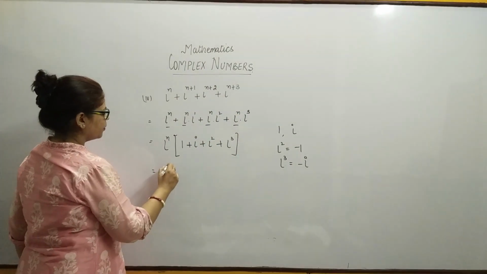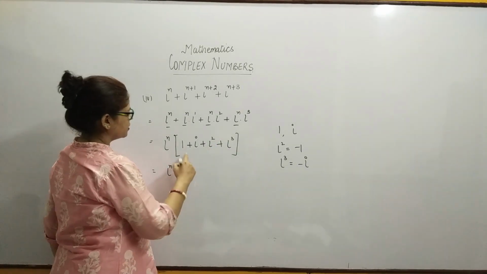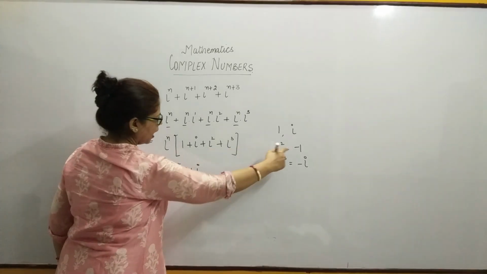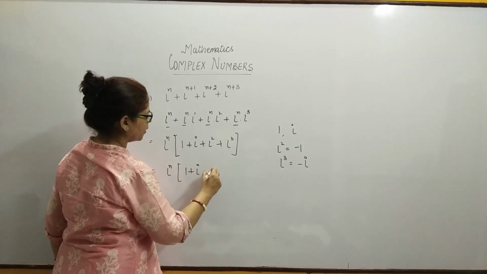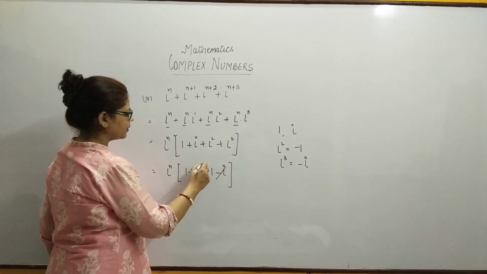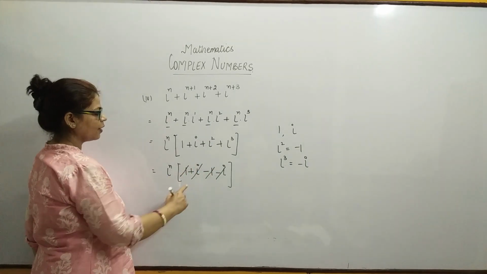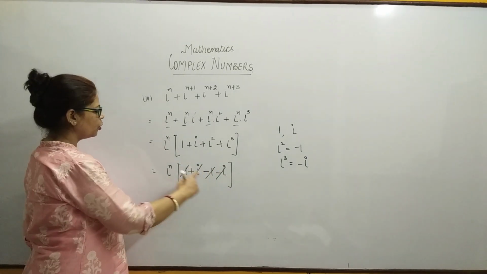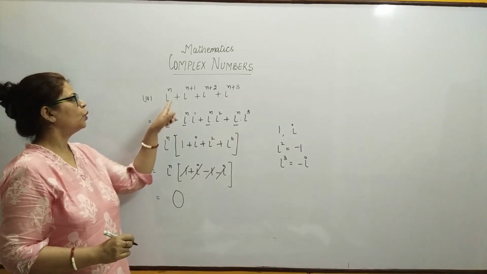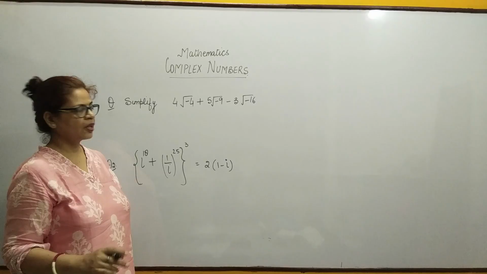At every step you cannot forget these simplifications, right? These are just simplifications. i square is equal to minus 1, i cube is equal to minus i. Now see what happens. i and minus i cancel out, minus 1 and plus 1 cancel out. This becomes 0. 0 into i raised to the power n will give you a big 0. So the value of this expression is 0.